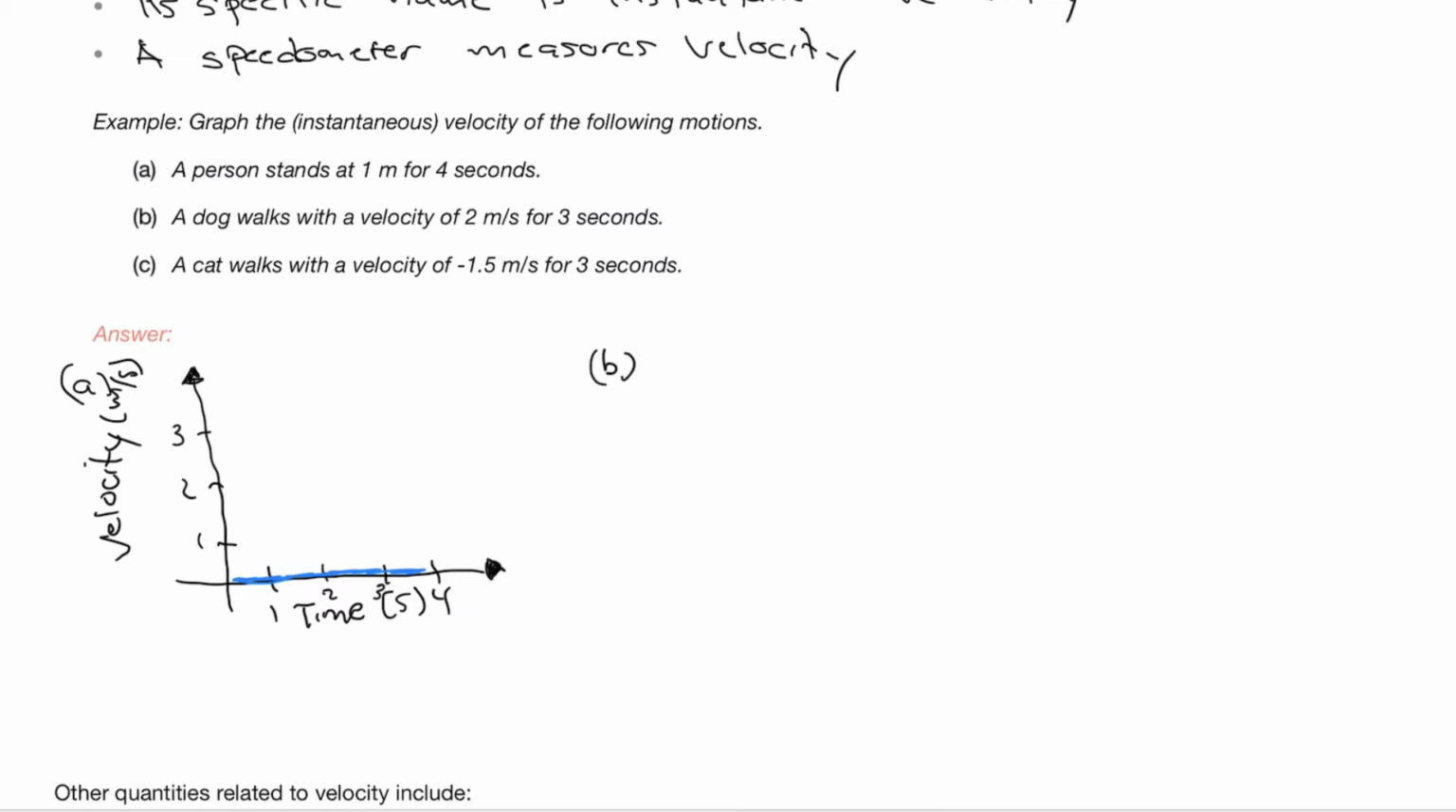In part B, we're looking at a dog that's walking with a positive velocity for 3 seconds. And in this case, again, we need to draw our axes with time on the horizontal axis with its units and velocity on the vertical axis with its units. And because our velocity is constant at 2 meters per second, this is also a horizontal line at 2.